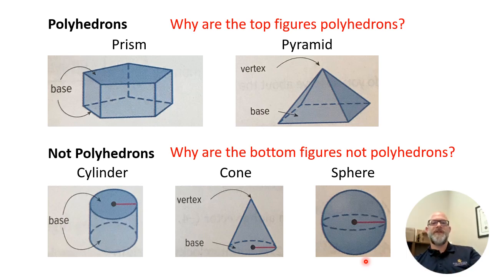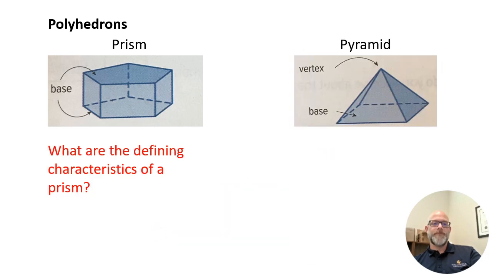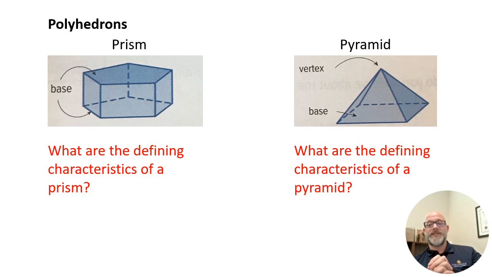All right, why are the top figures polyhedrons? Well, they have sides, vertices, edges, faces. All the faces are flat faces and they're polygons. Whereas the non-polyhedrons have faces that are not polygons, like circles, or have curved surfaces. All right, we have, again, the prism and the pyramid. What are the defining characteristics of the prism? What are the defining characteristics of the pyramid? Now's a great time to pause the video.